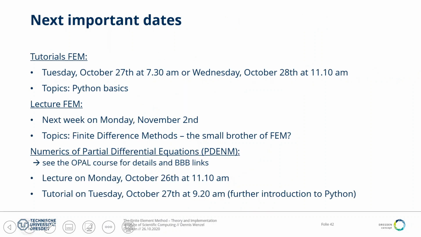All right, a few final statements. Let's talk about the next important dates. So what's on the agenda? Firstly, of course, our tutorials. So our tutorials start this week on Tuesday, October 27th at 7:30 a.m. Or if you choose to do the other tutorial, it's Wednesday, October 28th at 11:10 a.m. Please choose one of those tutorial dates in the Opal course, so there is enrollment for one of those dates, because that makes it easier for us with the organization.